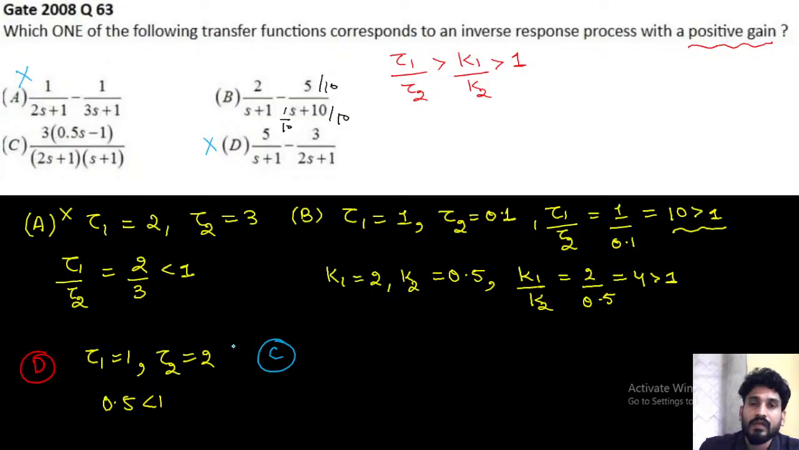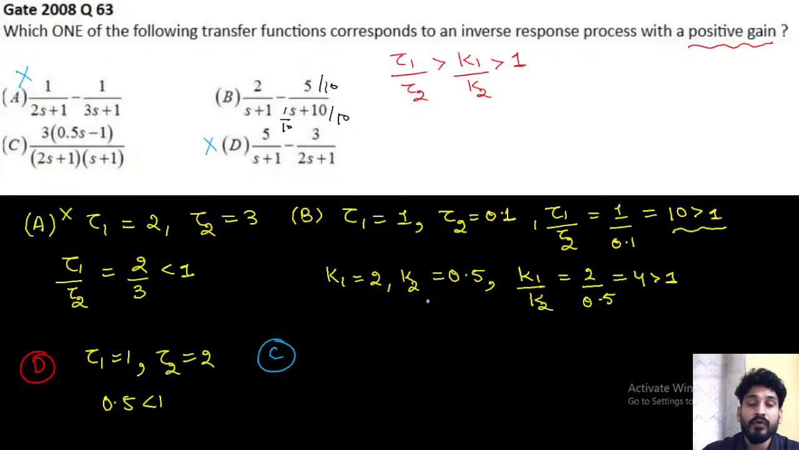Now you have to calculate the gain. Now you have to find out the gain actually. If B also satisfies the positive gain, then B will be my for sure answer. It is clear to you? Now the question is, what is the meaning of positive gain?